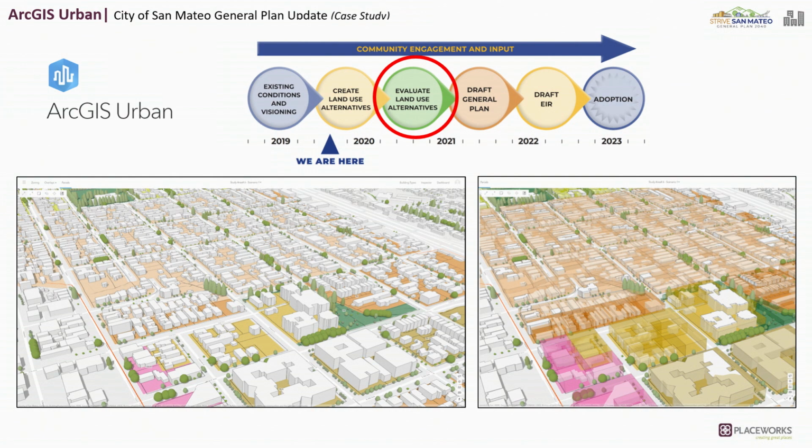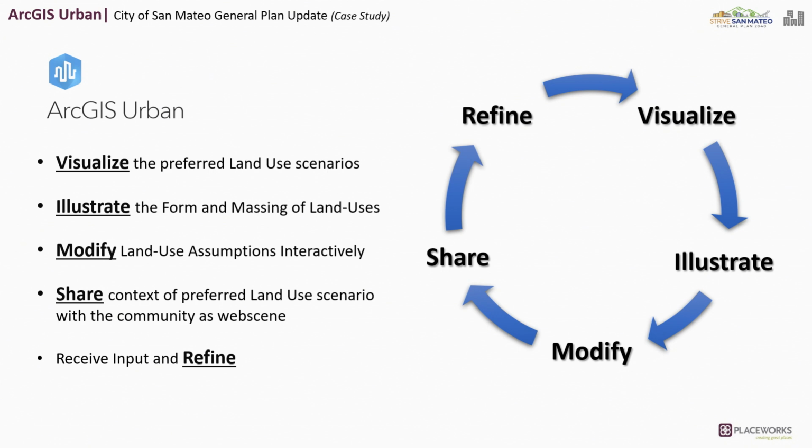We're not quite there yet, but the idea behind this is to apply those land uses that we came up with in the GeoPlanner phase to again go through another geodesign process. We want to visualize, right? That's the power of ArcGIS Urban, to be able to visualize these land uses and illustrate the form and massing, right? Very important in the built community to look at, okay, you're bringing on development. What is that going to look like? How is that going to change the built environment?